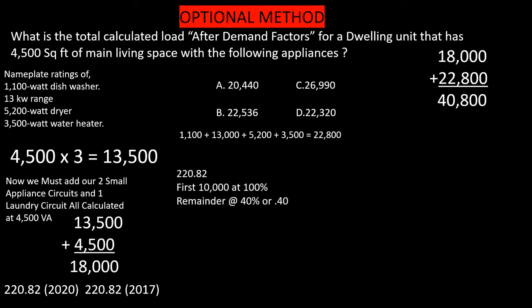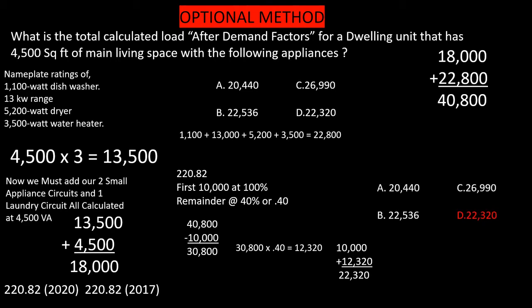Now we're going to head to 220.82 and apply our demand factors. So we're going to take the first 10,000 at 100% and then do the remainder at 40%. So we take that 40,800, we're going to burn 10,000 and set it to the side, and we're going to be left with 30,800. Now we're going to multiply that 30,800 by 0.40, and that's going to give us 12,320. And we are going to take our original 10,000, add back our reduced load, and that's going to give us a total of 22,320. And we are going to select D.